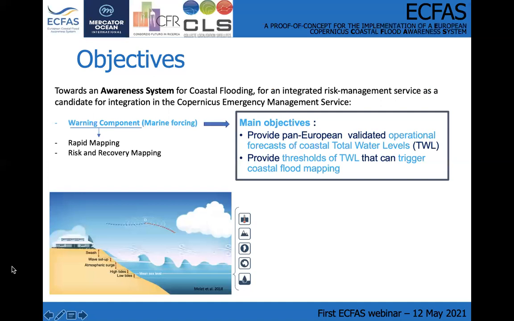So the objective of this work here is really focusing on the warning component on the marine forcing side with two main objectives. The first one is to provide pan-European validated operational forecast of coastal total water levels. And by total water levels, we mean here the mean sea level that is mostly induced by ocean circulation, plus tides, astronomical tides, storm surges, including wind setup and inverted barometer effect, and the wave contributions, such as wave setup.